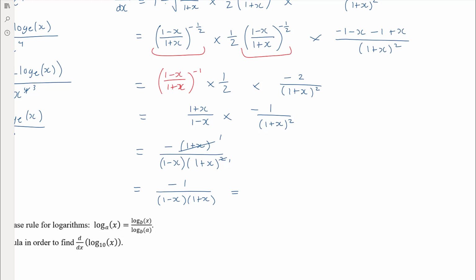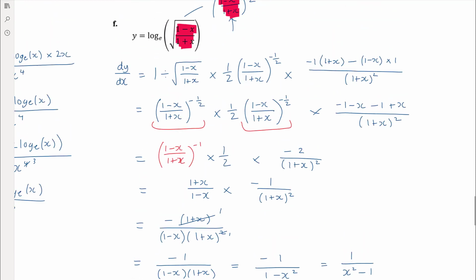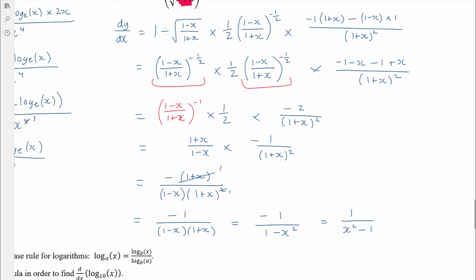And that denominator is a nice difference of 2 squares, so we could write that nice and neatly as -1 over 1 minus x squared. You've then got a lot of negatives, so you might choose to write that as 1 over x squared minus 1. So, it simplifies quite nicely in the end.